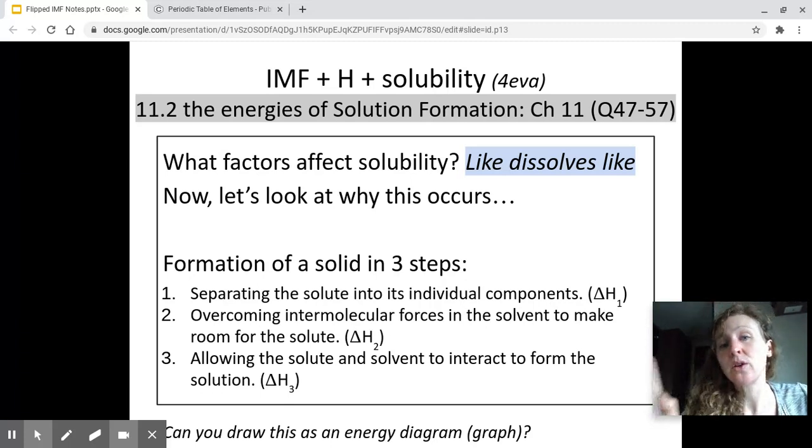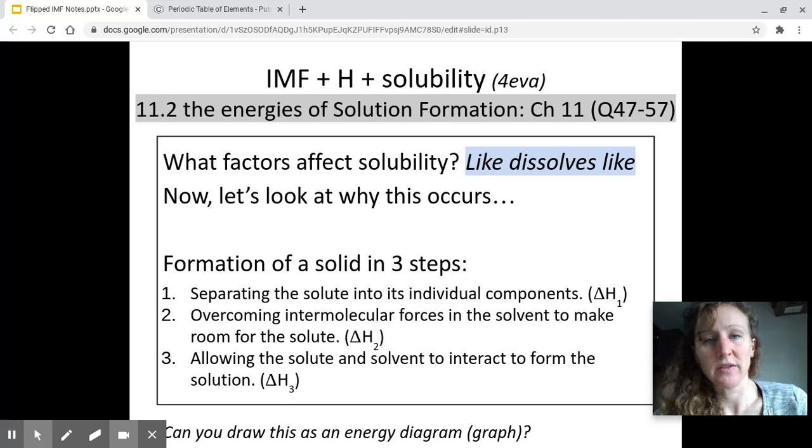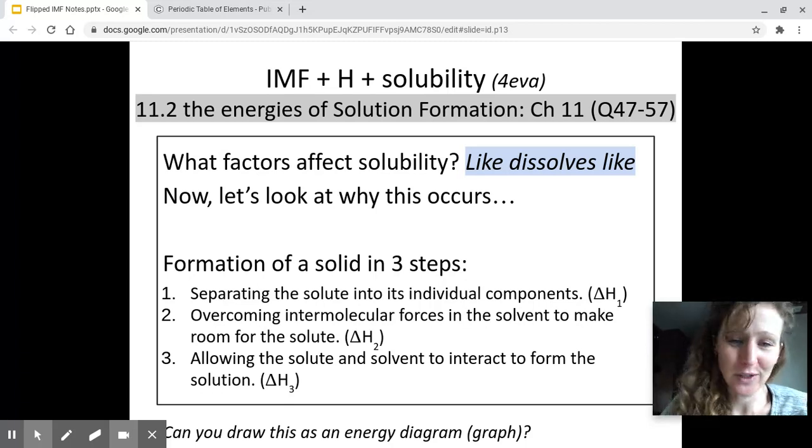I also want you to go back and look at these questions from the book. There are 5 questions, through question 47 to 57, odds only. Once we talk through this, I do want you to go back and try some of these questions and see if you can explain solubility in terms of intermolecular forces, now that we have talked about intermolecular forces.